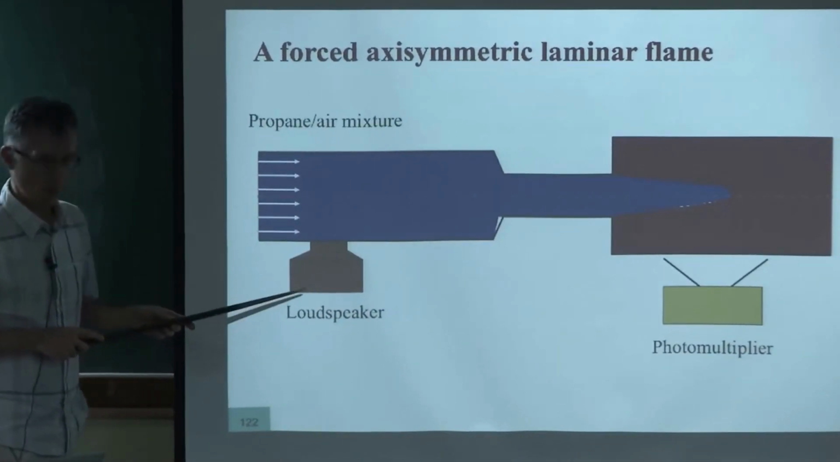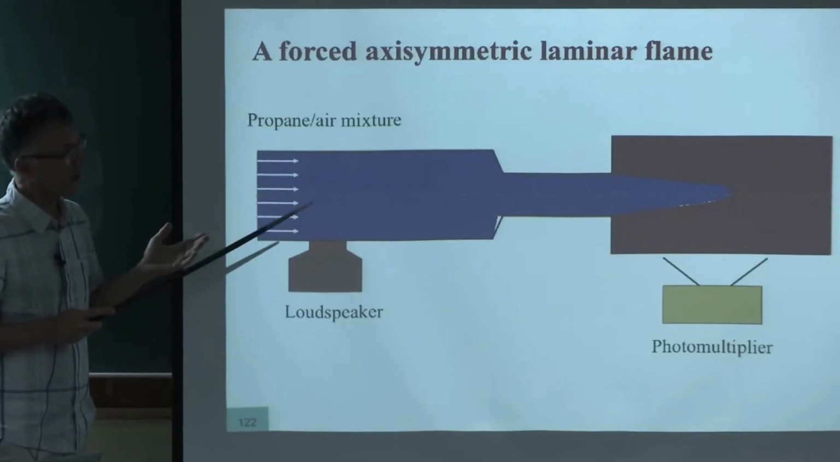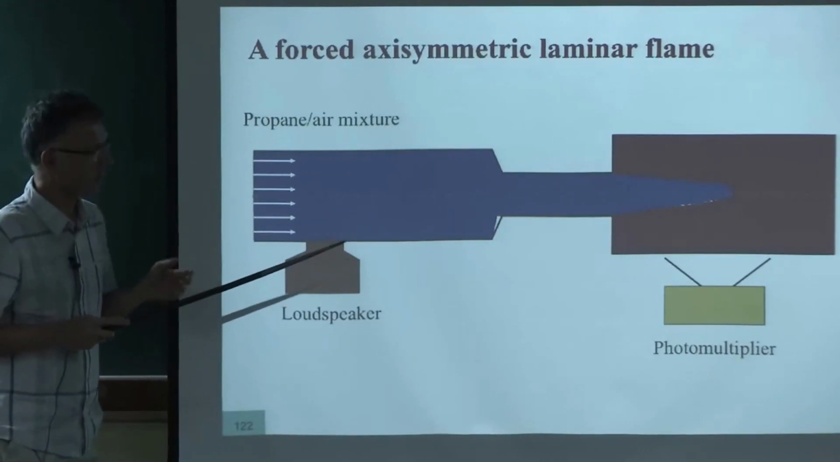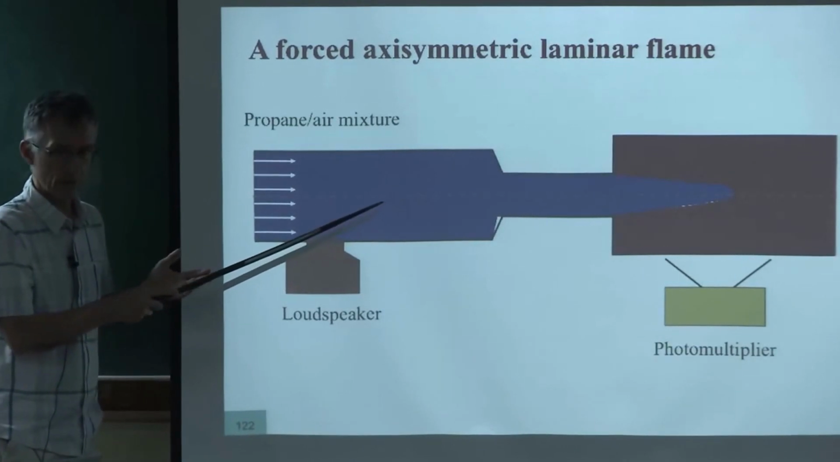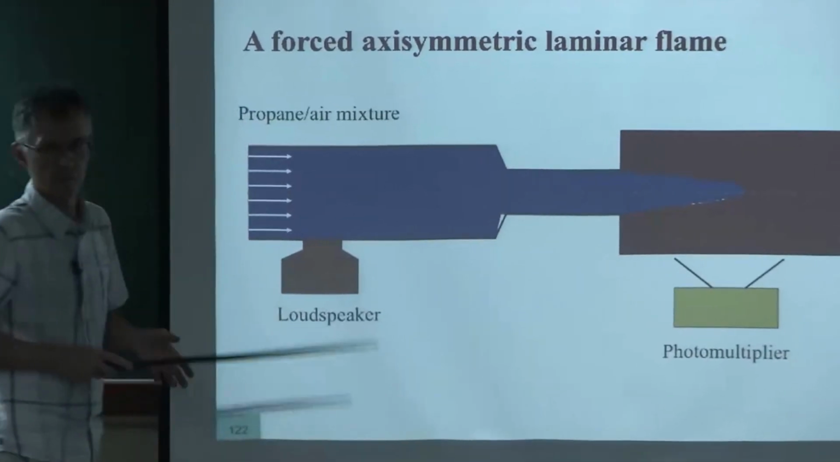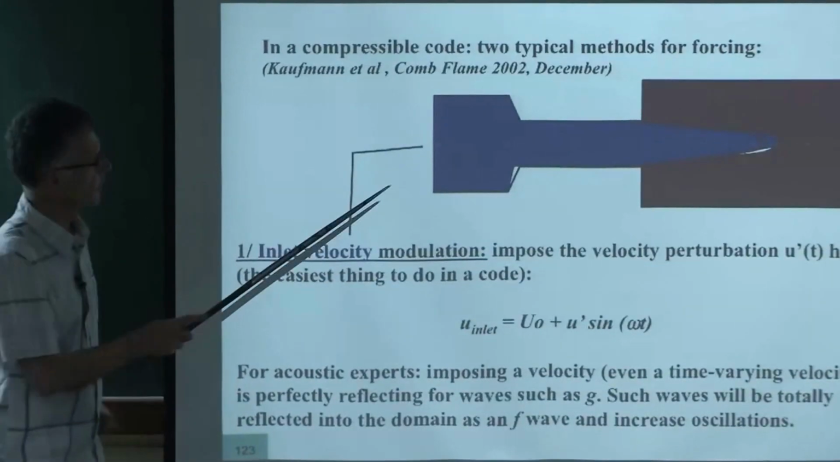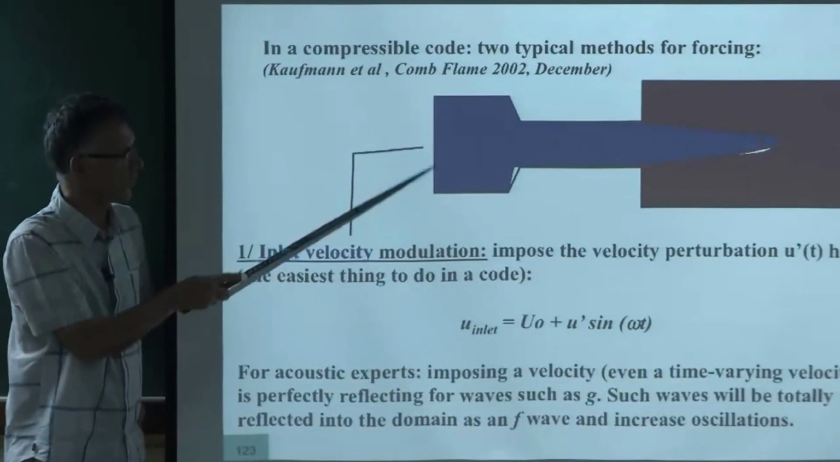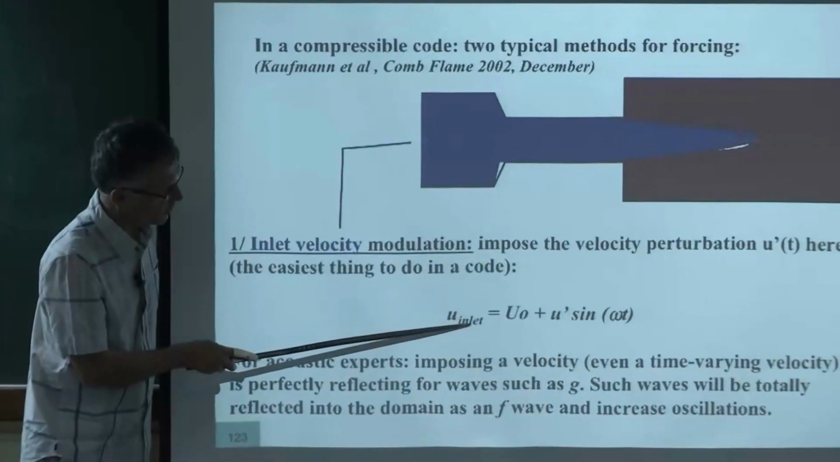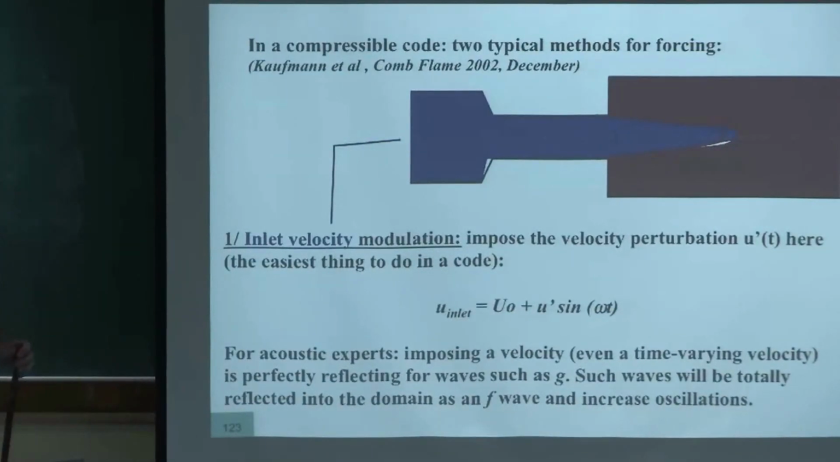So in the experiment, you would put loudspeakers here. Okay? And in the experiment, it depends on the case, but if this case is stable, then you will introduce waves, and these waves will shake the flame. That's no problem. If you do the same thing now in the simulation, you will replace the loudspeaker by a forcing here. So either you write U equal U0 plus a perturbation, or you write a wave.